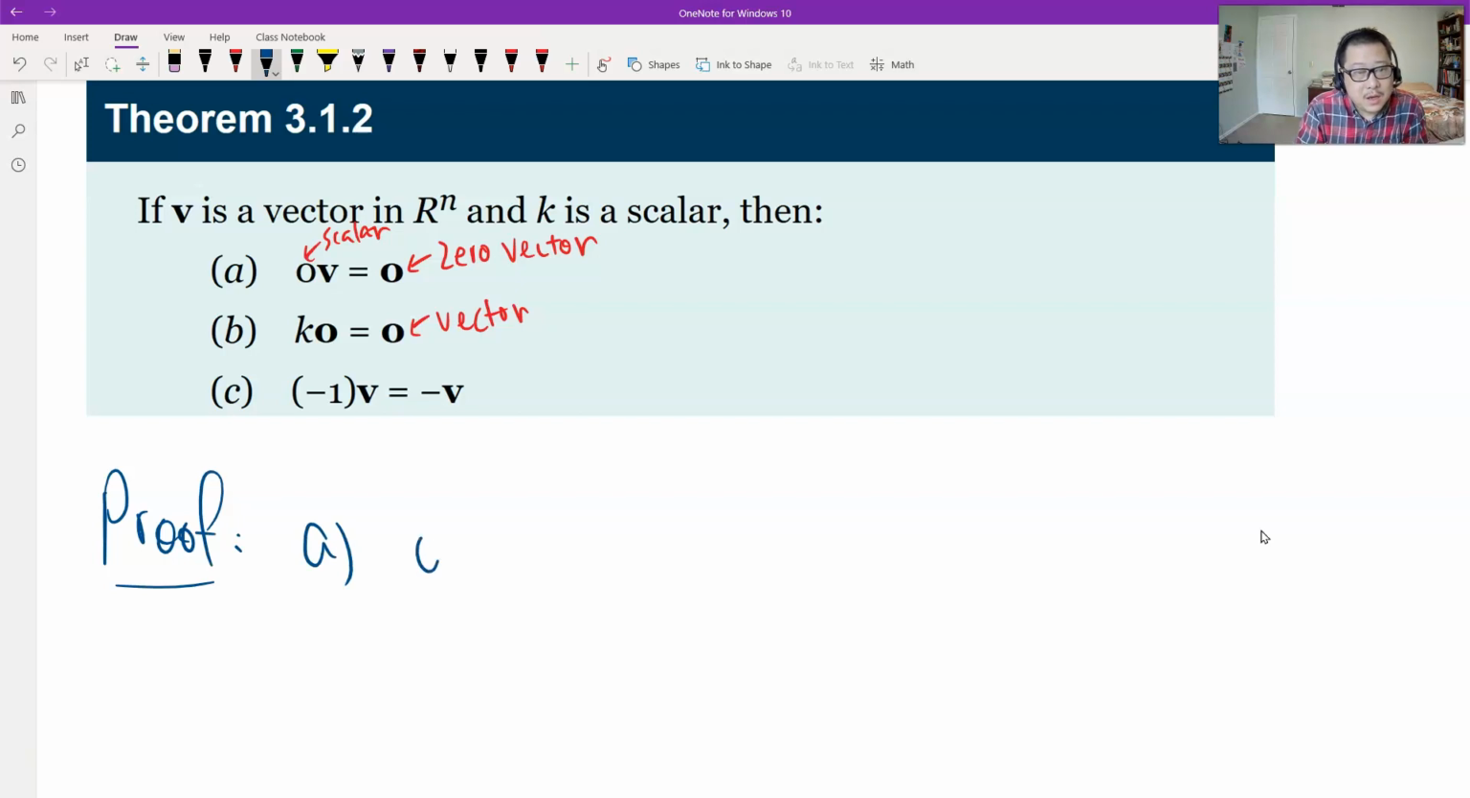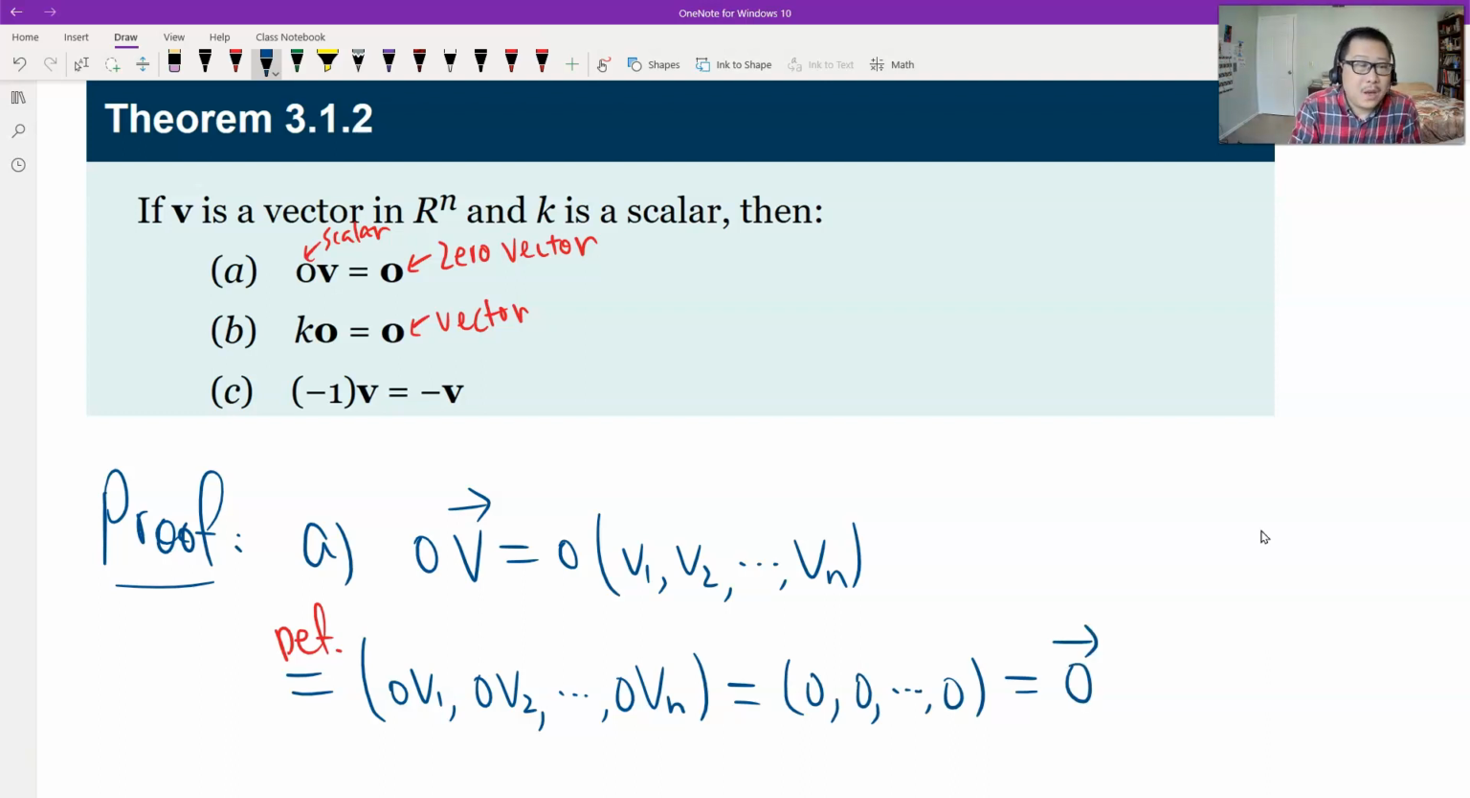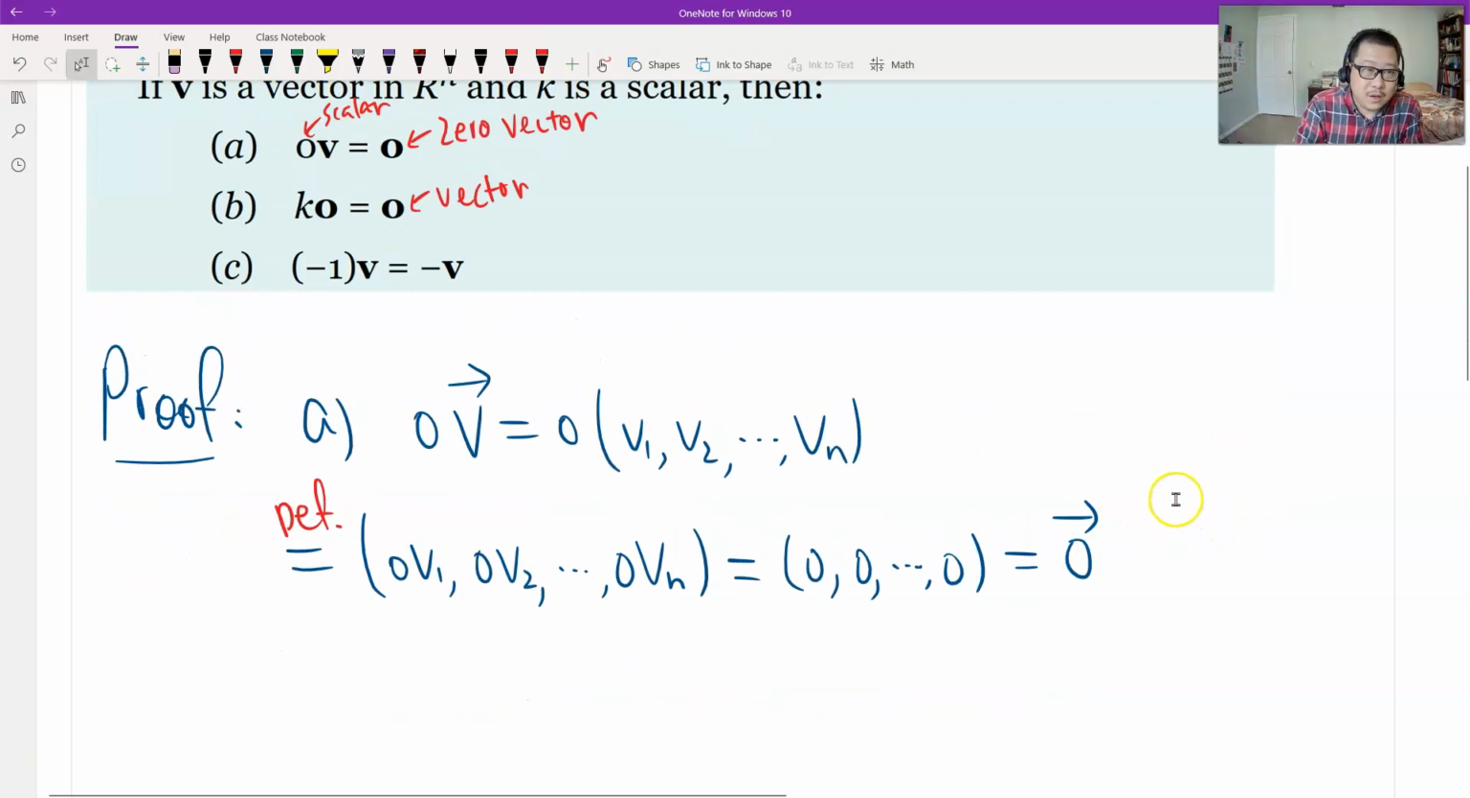So first of all, A: 0 times a vector, no matter what the vector is. Let me say 0 times a vector v1, v2 to vn. By the definition of scalar multiplication, it equals 0 times v1, 0 times v2, up to 0 times vn, and each is just a multiplication of scalar numbers, so equals 0. So this equals 0, 0, 0, which is a 0 vector. That's for A.